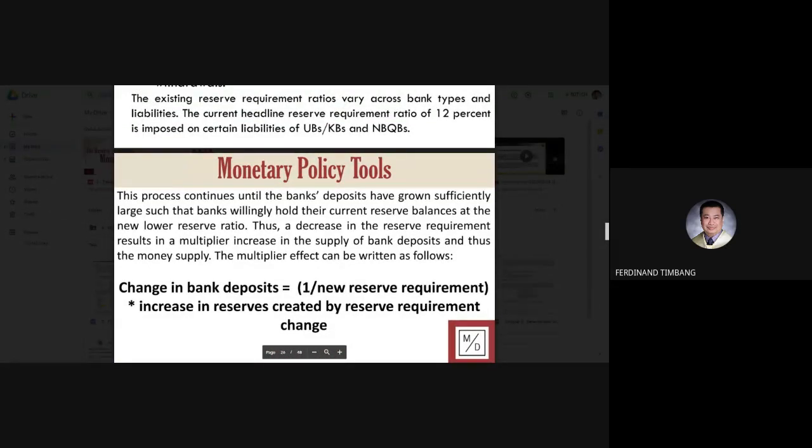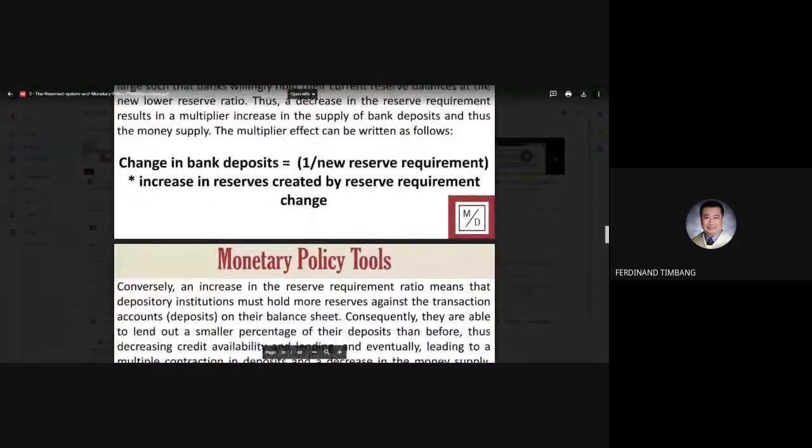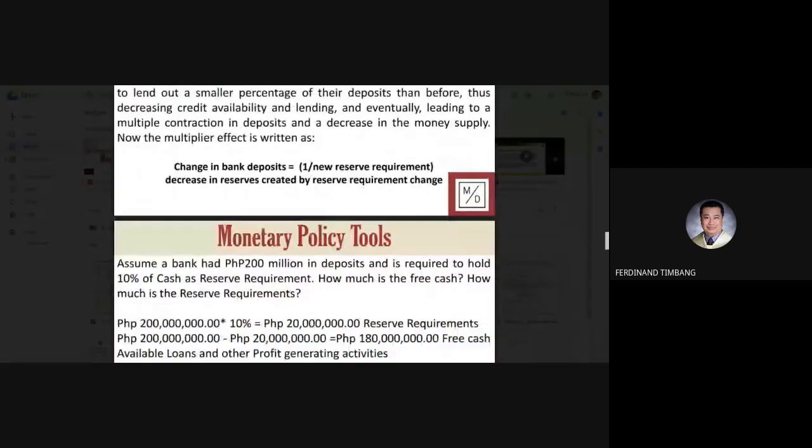So this process continues until the bank's deposits have grown sufficiently large such that banks willingly hold their current reserve balances at the new lower reserve ratio. Thus, a decrease in the reserve requirement results in a multiplier increase in the supply of bank deposits and thus the money supply. So the multiplier effect can be written as follows. So change in bank deposits, so 1 divided by the new reserve requirement. So punta tayo sa example, no, mas concrete na example.